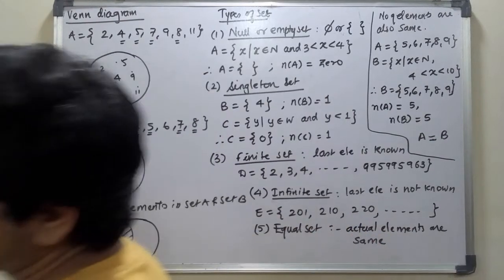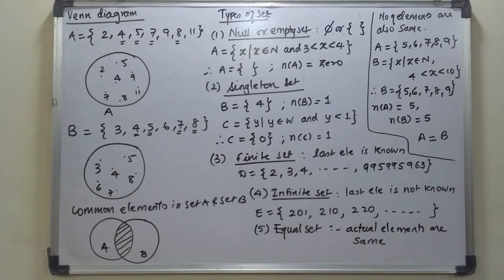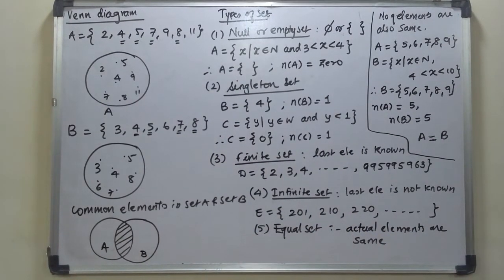So two sets are said to be equal if they have the same actual elements. That is the first thing. The second thing is that the number of elements in both cases is also the same. So I will write some sets to understand it better.